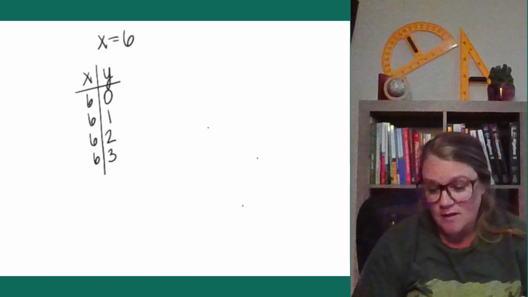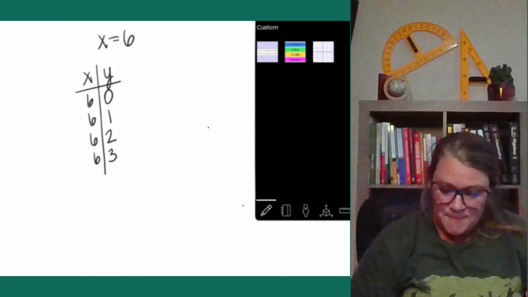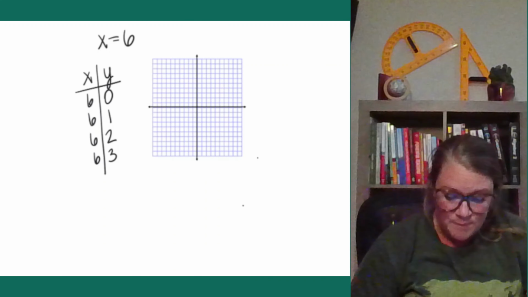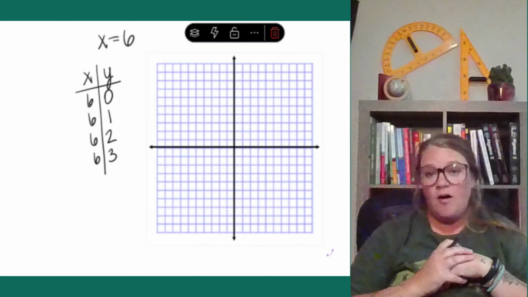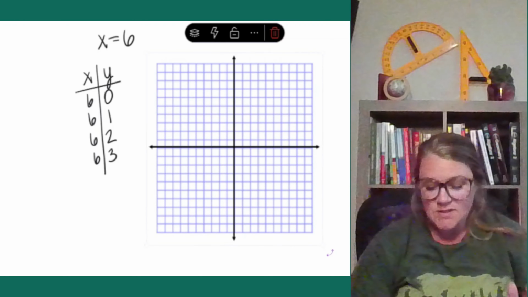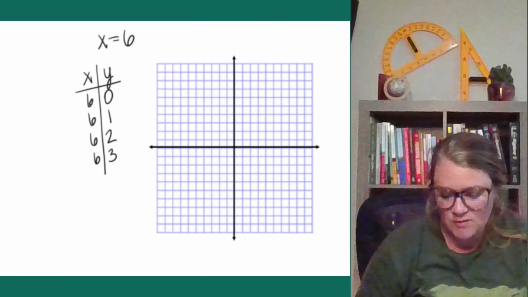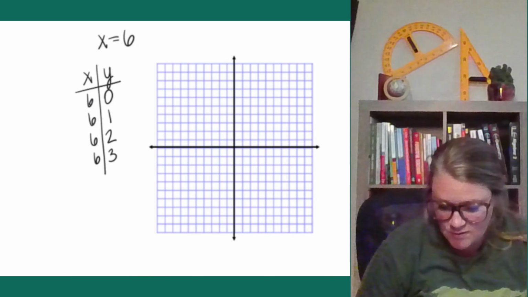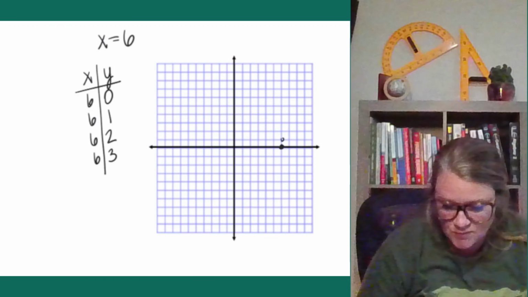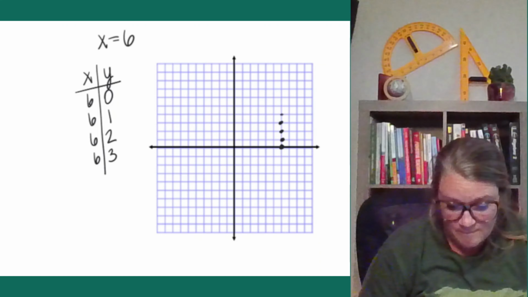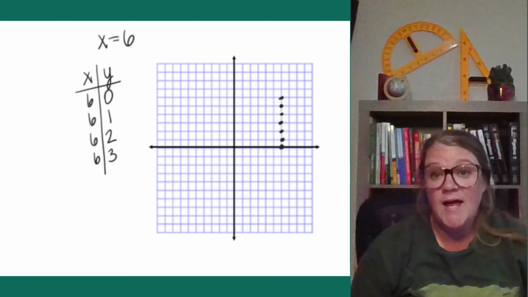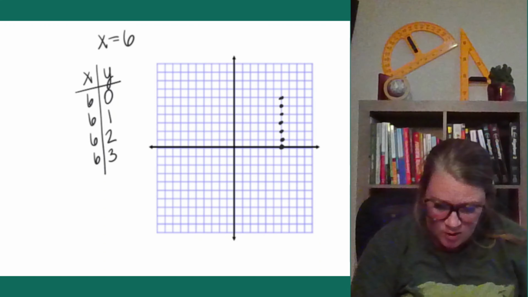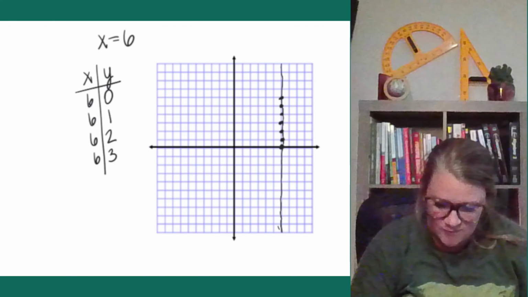Let's take a look at what that looks like on a coordinate plane as well. What we're looking for on our coordinate plane is all of the points that have an x value of 6. Let's see what happens if I plot these points. The point 6, 0 is right here. The point 6, 1 is right here. 6, 2, 6, 3. I could keep going. 6, 4, 6, 5, 6, 6. All of these points that are right on top of each other here have an x value of 6. If I want all of the points, all I'm doing is connecting all of those dots.